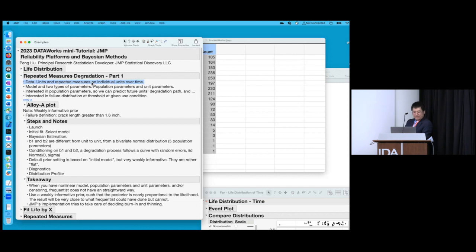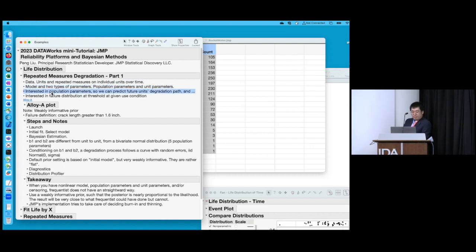The second example is repeated measures degradation. So what is this data? What's different from the failure data? For repeated measures, I mentioned we have different units in our data, and we have measurements over time on individual units, and there are multiple measurements on each. And there are two types of parameters in this type of model. One is called population parameters, and the other is called unit parameters. Unit parameters are different from unit to unit, but they follow some kind of random mechanism generated from the population parameters.